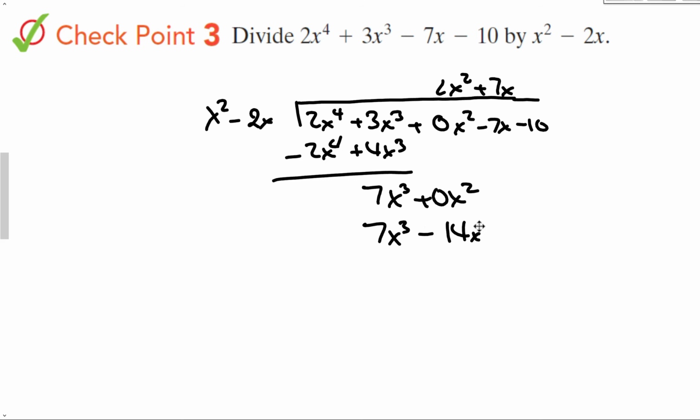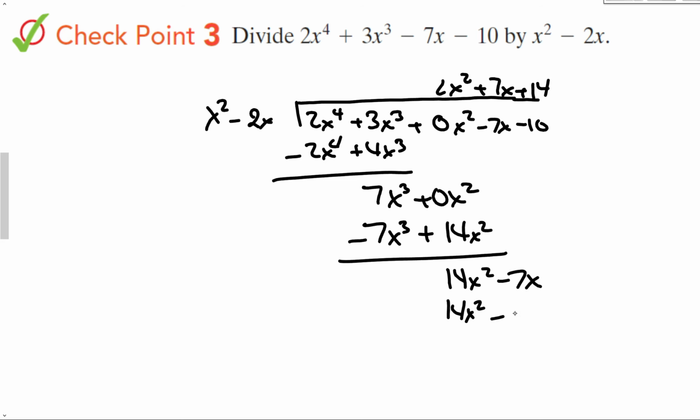minus 14x squared. Subtract, minus 7x. When I bring down the minus 7x, I'm going to have to multiply 14. So that's 14x squared. That's going to be a minus 28x. Subtract, and I get 21x minus 10. We're done because the degree of the remainder is less than the degree of the divisor.